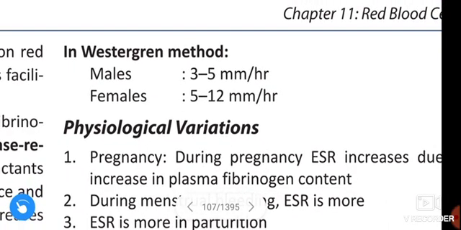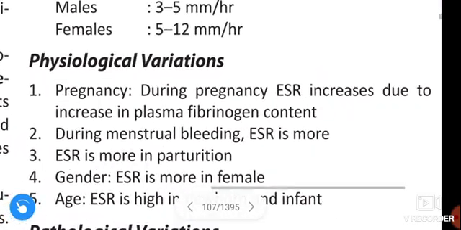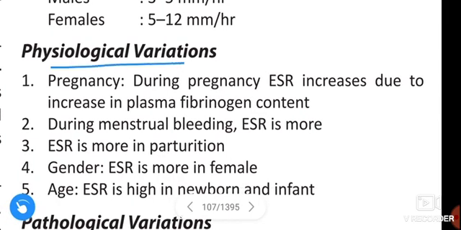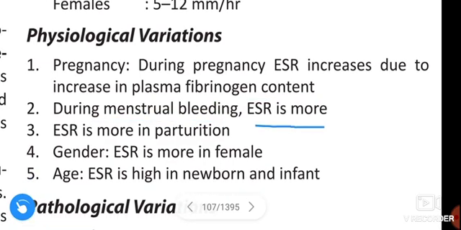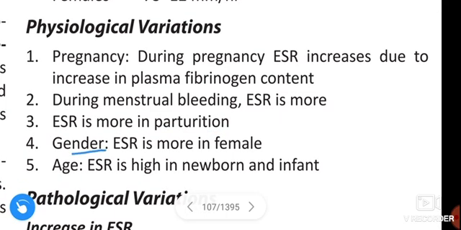Next, physiological variations. First, pregnancy. During pregnancy, erythrocyte sedimentation rate increases due to increase in plasma fibrinogen content. During menstrual bleeding, erythrocyte sedimentation rate is more. It is more in parturition. In gender, it is more in females. Age, erythrocyte sedimentation rate is high in newborn and infant.